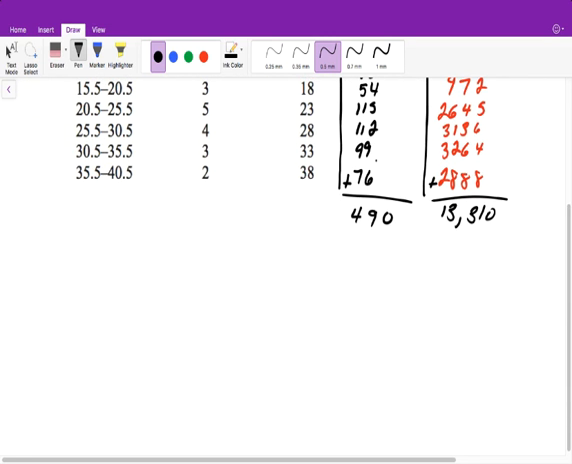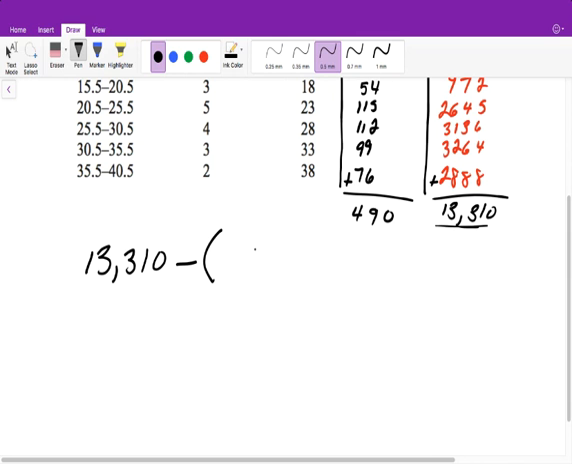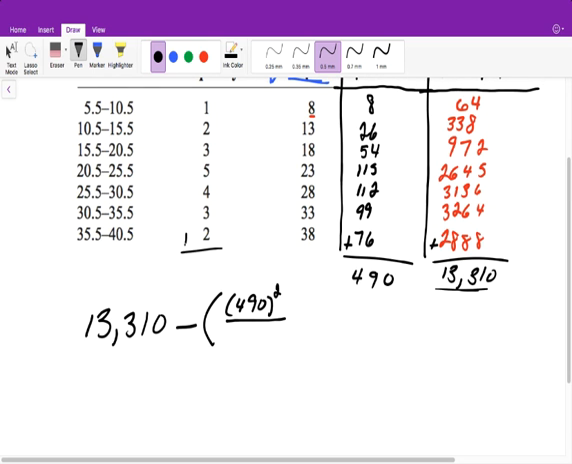Now, this is where it gets pretty tricky. We take the sum of our midpoint squared times our frequency, 13,310, and then we subtract, in parentheses, the sum of our frequency times our midpoint, squared, so 490 squared, divided by the number of frequencies that we have, which in this case, adding these up, is 20. So we divide this by 20. And this is all over our frequency minus 1, so 20 minus 1. This is a formula that I will give you on your tests. You will not have to memorize it, but you will have to know how to use it.